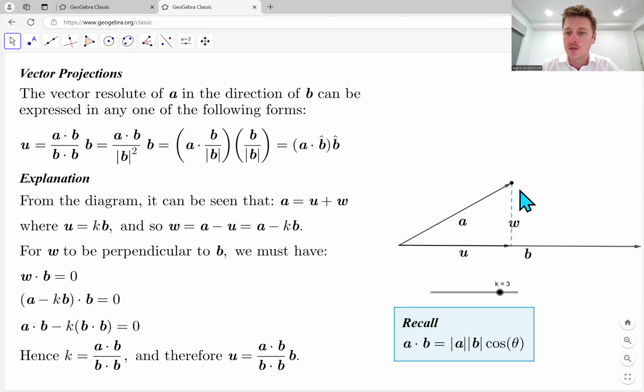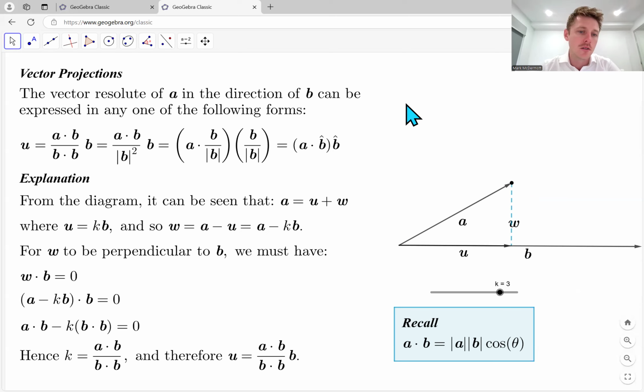A good analogy I heard once was a flashlight. If you're at the top of A and you were to shine a flashlight onto B, the length from this starting point to where that light hits is going to be your vector projection of A onto B.